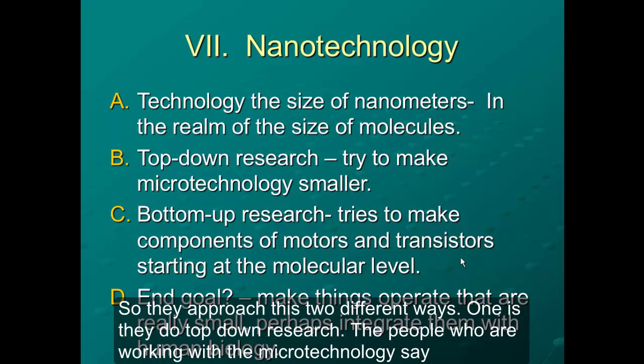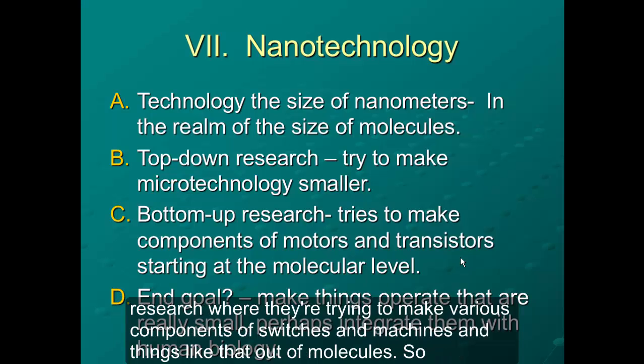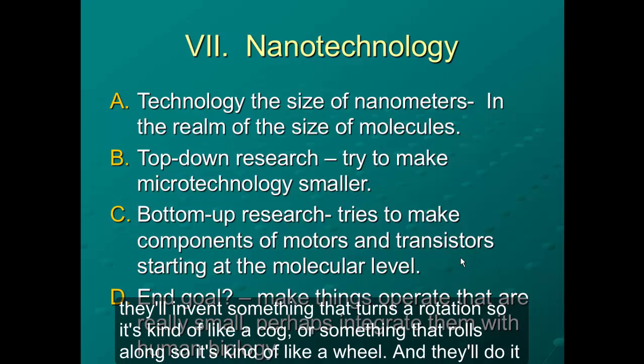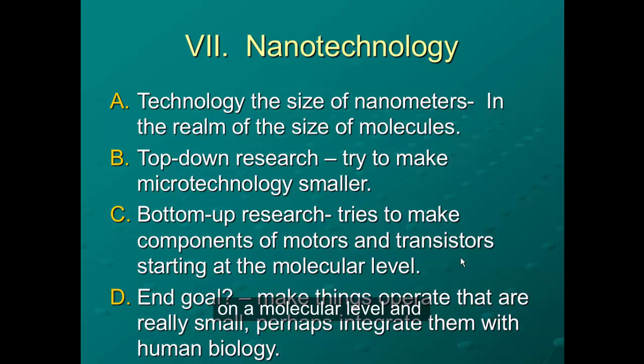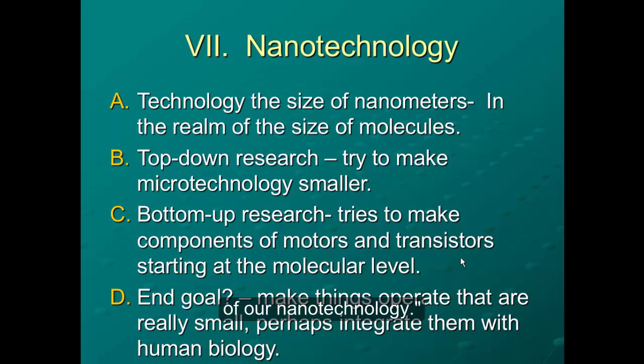So they approach this 2 different ways. One is they do top-down research. The people who are working with the microtechnology, let's see how we can slowly make that smaller and smaller and smaller till we get down to nano. And then there's also bottom-up research where they're trying to make various components of switches and machines and things like that out of molecules. So they'll invent something that turns a rotation, so it's kind of like a cog, or something that rolls along, so it's kind of like a wheel. And they'll do it on a molecular level, and then they'll say, okay, here's one more piece that we can add to our collection of our nanotechnology.